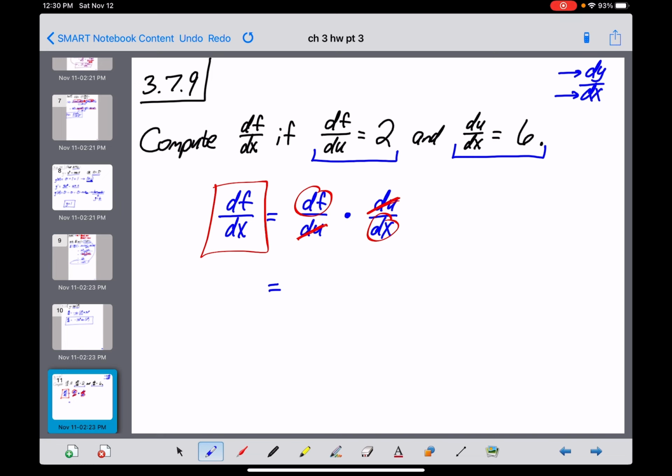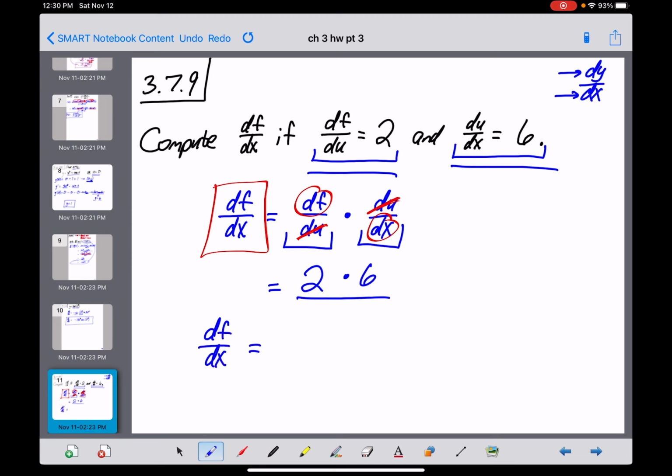So what does that do for us? The value of df du is 2. And if we multiply that by the value of du dx, which is 6, we've just answered our question, guys. The value of df dx, the derivative of f taken with respect to x, is the product of 2 and 6, and our answer there is 12.